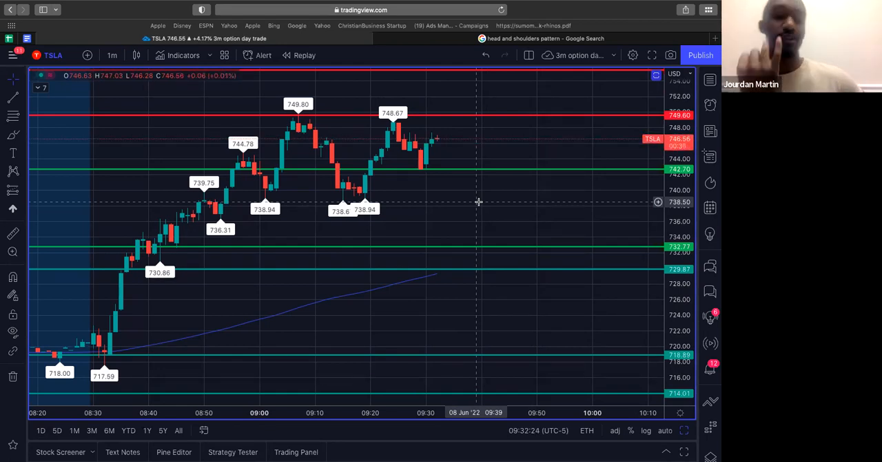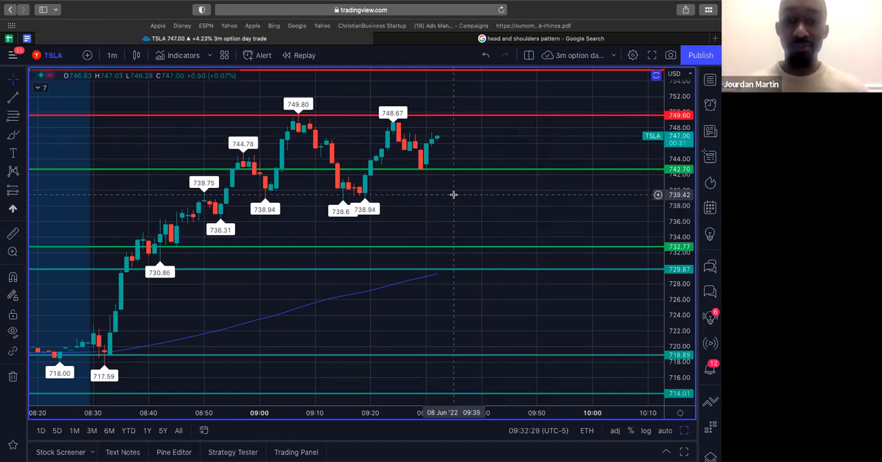There's always another trade. There's always another stock. There's always another day. So you don't want to chase. But again, that's why it's important to learn what you're looking at. Because I could have got Tesla calls right here off of this bounce out of this zone.